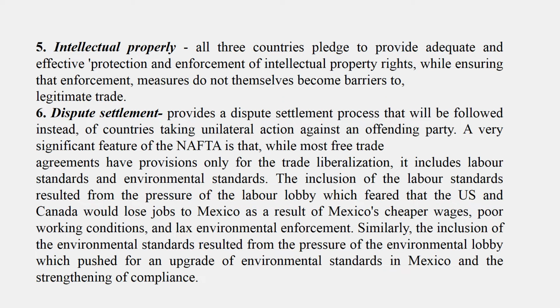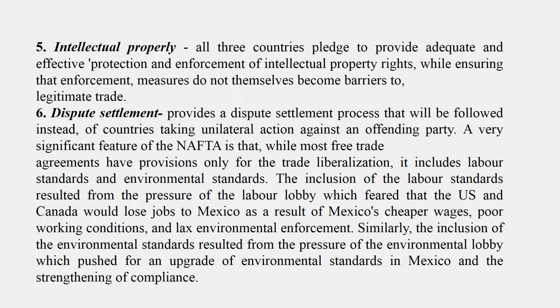Sixth, dispute settlement provides a dispute settlement process that will be followed instead of countries taking unilateral action against an offending party. A very significant feature of NAFTA is that while most free trade agreements have provisions only for trade liberalization, it includes labor standards and environmental standards.